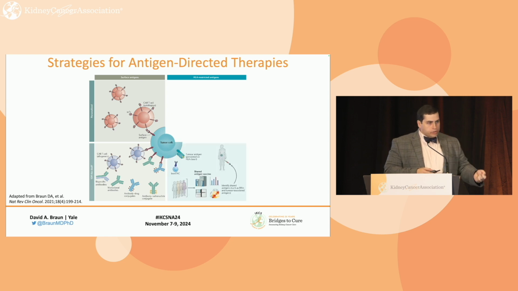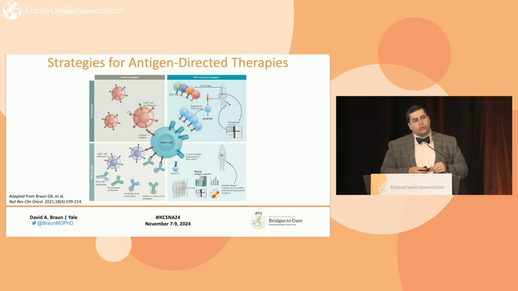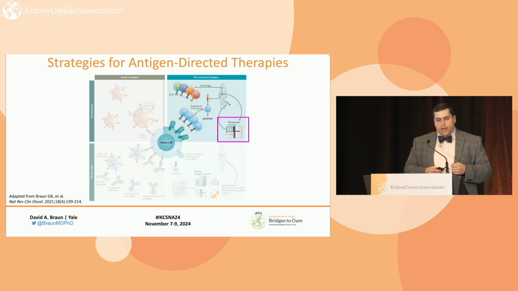Then there's HLA-restricted targeting. What I really want to talk about is this last bucket, which is how to target HLA-restricted epitopes in a personalized way. And why would we want to do this? Why would we want to target things like neoantigens in kidney cancer?